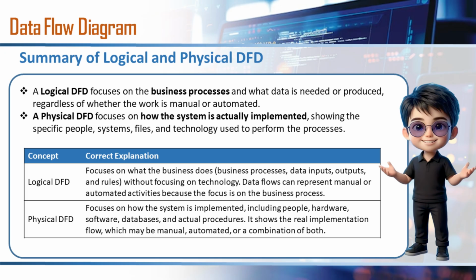On the other hand, a physical DFD focuses on how the system is actually implemented. It shows the specific people, hardware, software, databases, files, and procedures used to perform the processes. The physical data flow represents the actual implementation of the system, which may be manual, automated, or a combination of both. In simple terms, the logical DFD explains what the business does, while the physical DFD explains how the system performs it in the real environment.